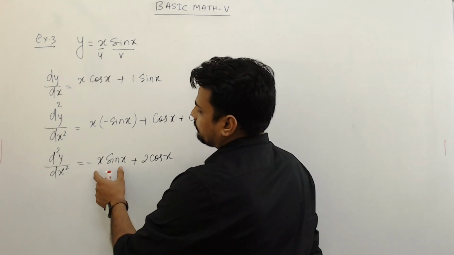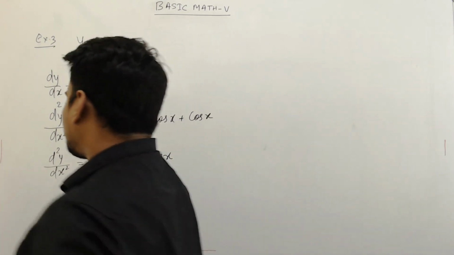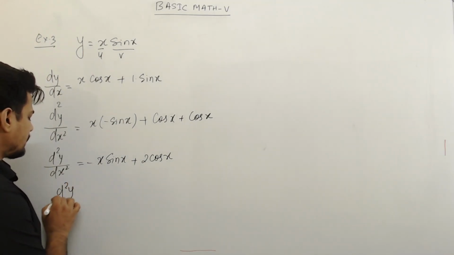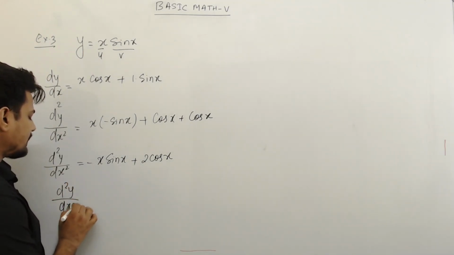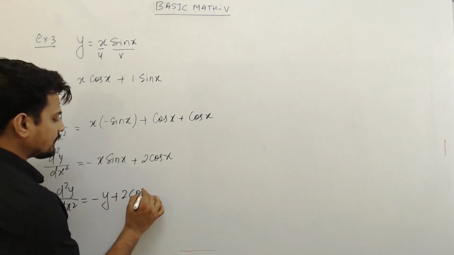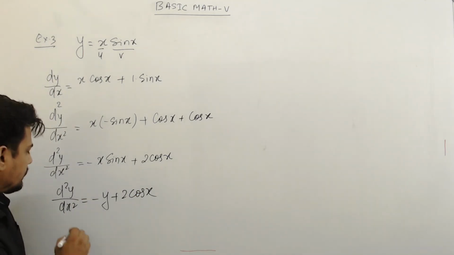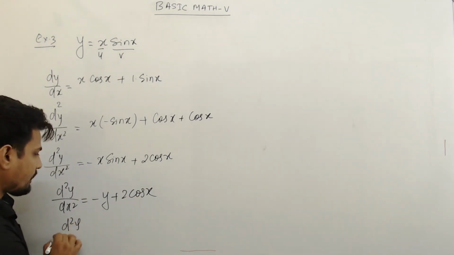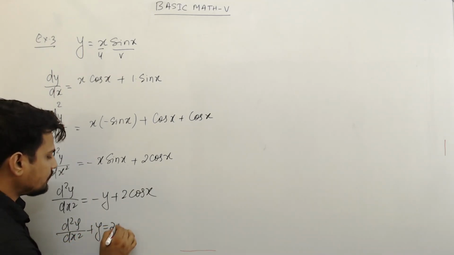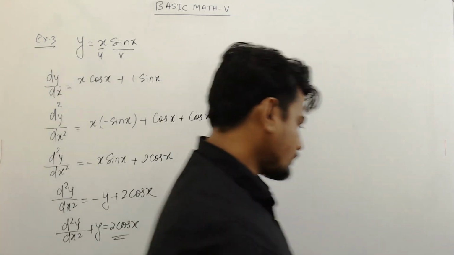If I look at this carefully, this is nothing but your function itself. So this could be written as d square y upon dx square equals negative of y plus 2 cos x. This looks like d square y upon dx square plus y equals 2 cos of x. So yes, this is how you can do this. All good?